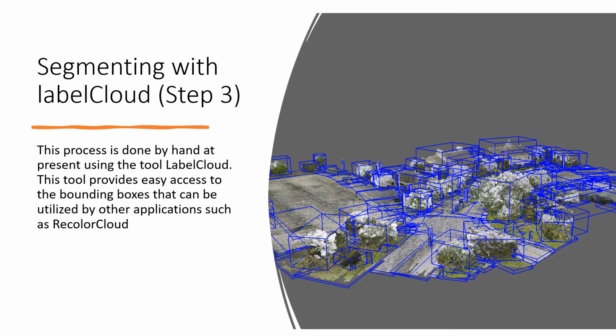After cleaning up the point cloud, we then segmented it utilizing Label Cloud. This process was done by hand, and since our dataset was outdoors, we utilized the KITTI labeling system in order to provide more universal transitions for the segmentation. During this, we created bounding boxes that encompass the elements in the environment and could then be utilized in other applications such as Recorder Cloud.